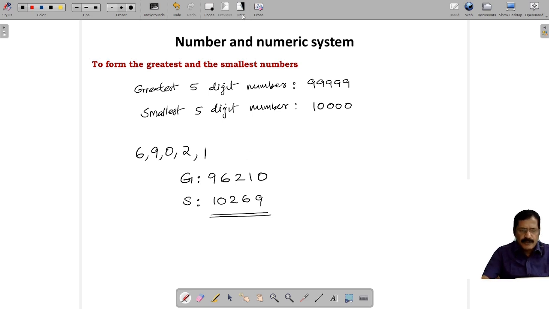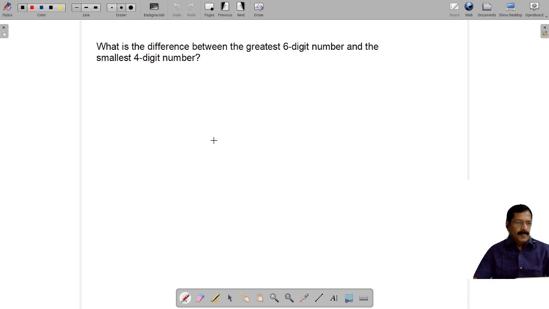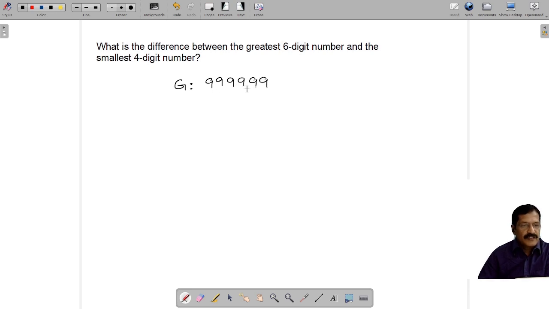Let us discuss a question usually asked in the Jawahar Navodaya Vidyalaya selection test. What is the difference between the greatest 6-digit number and the smallest 4-digit number? The greatest 6-digit number is formed by the digit 9 written 6 times.